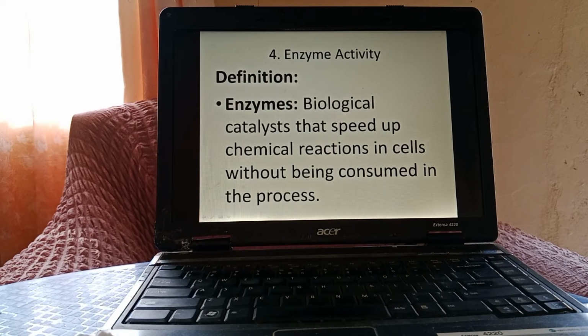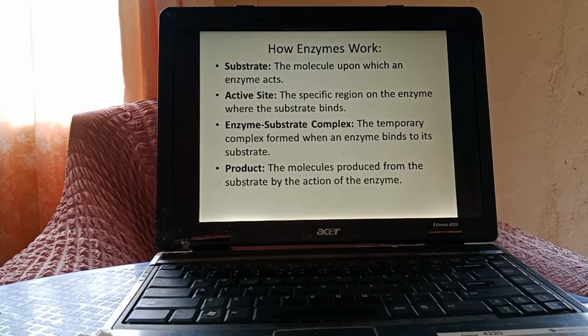Enzyme activity. Definition. Enzymes are biological catalysts that speed up chemical reactions in cells without being consumed in the process. How enzymes work. There are four things you should know for you to understand how enzymes work.